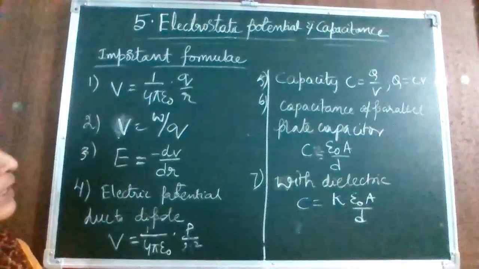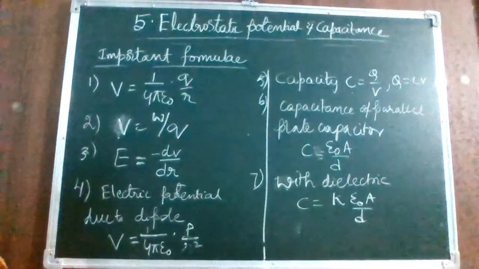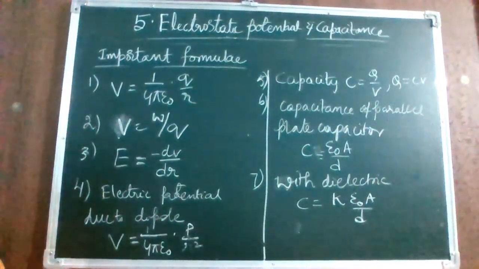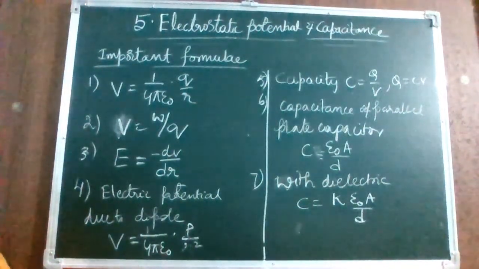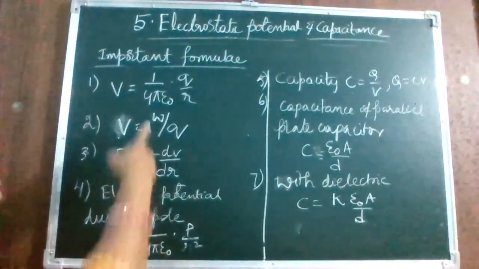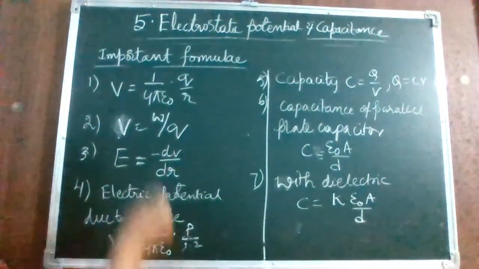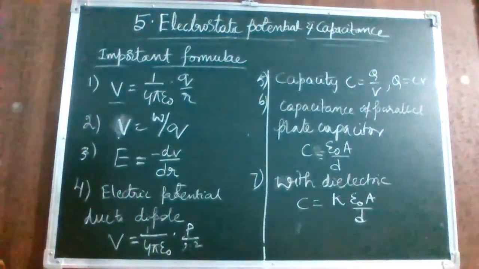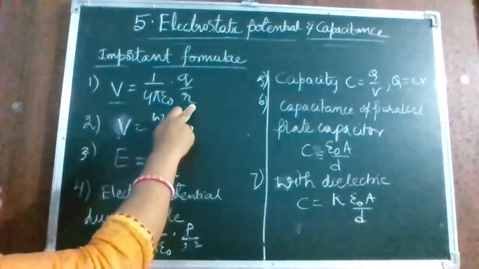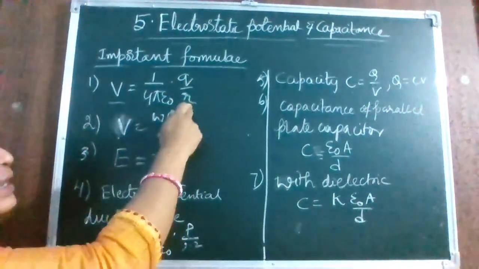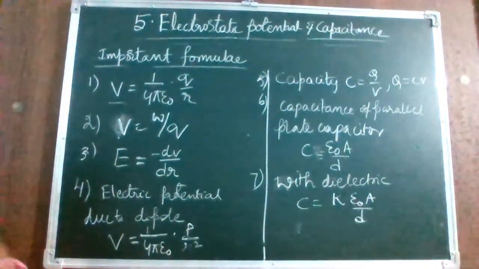Some important formulae related to this lesson, for solving the problems and also for the further chapters, will have importance. V is equal to 1 by 4 pi epsilon naught into q by r. This is the formula for the potential at a point, where q is the charge and r is the distance between the test charge and the charge particle.